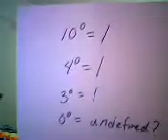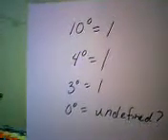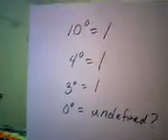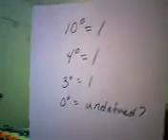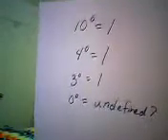Why math is confusing? Here's an instance why. 10 to the 0 power is 1, but 4 to the 0 power is also 1. 3 to the 0 power is 1, but 0 to the 0 is undefined.